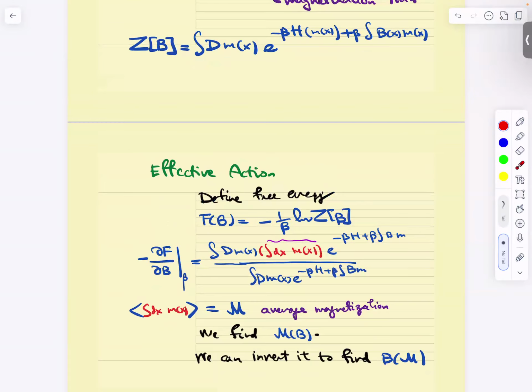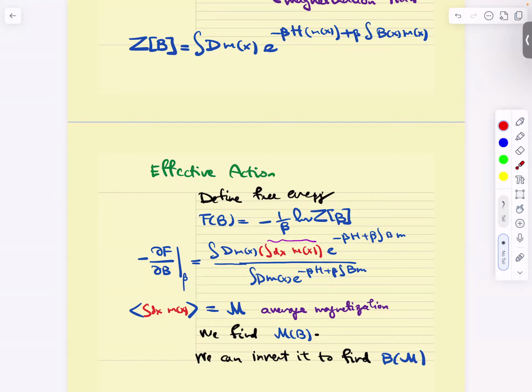Good. Let's take the derivatives, but not set the source to 0. We're talking about background field methods. We introduce a background magnetic field. We take derivatives, right? And then we get M as a function of B, magnetization as a function of the source.